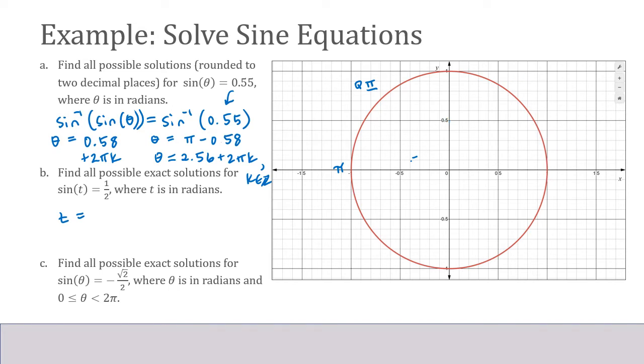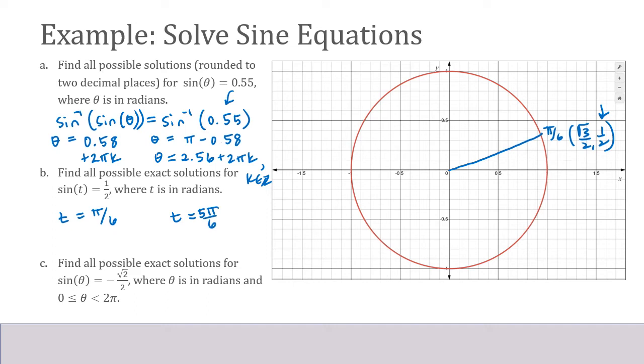Hopefully you have your unit circle memorized, and you have memorized that we are at an angle measure of around pi over 6. At pi over 6, we're at the ordered pair square root of 3 over 2, comma 1/2. So we're talking about the sine, and the sine is going to be 1/2 when the angle is pi over 6. We also see that in quadrant 2 at 5 pi over 6.